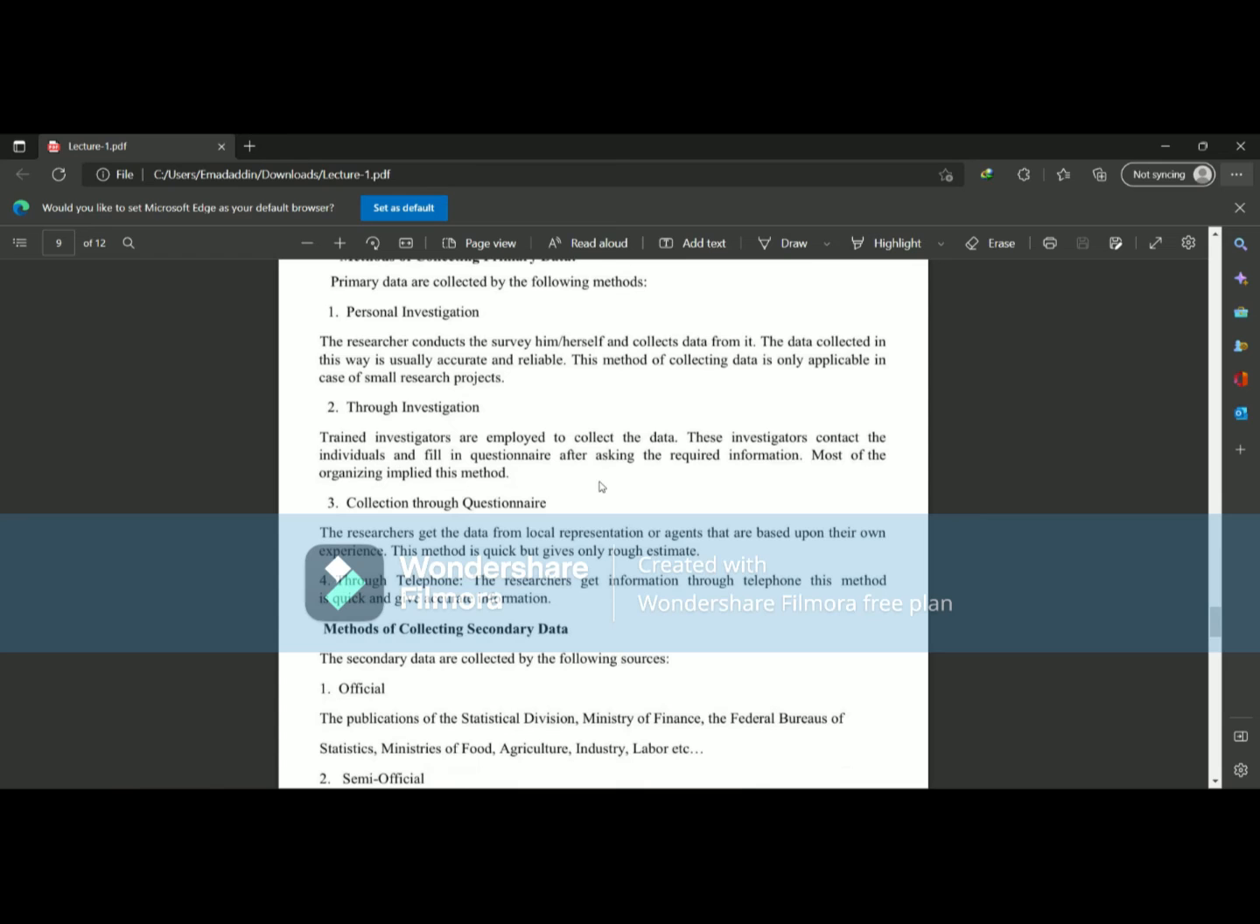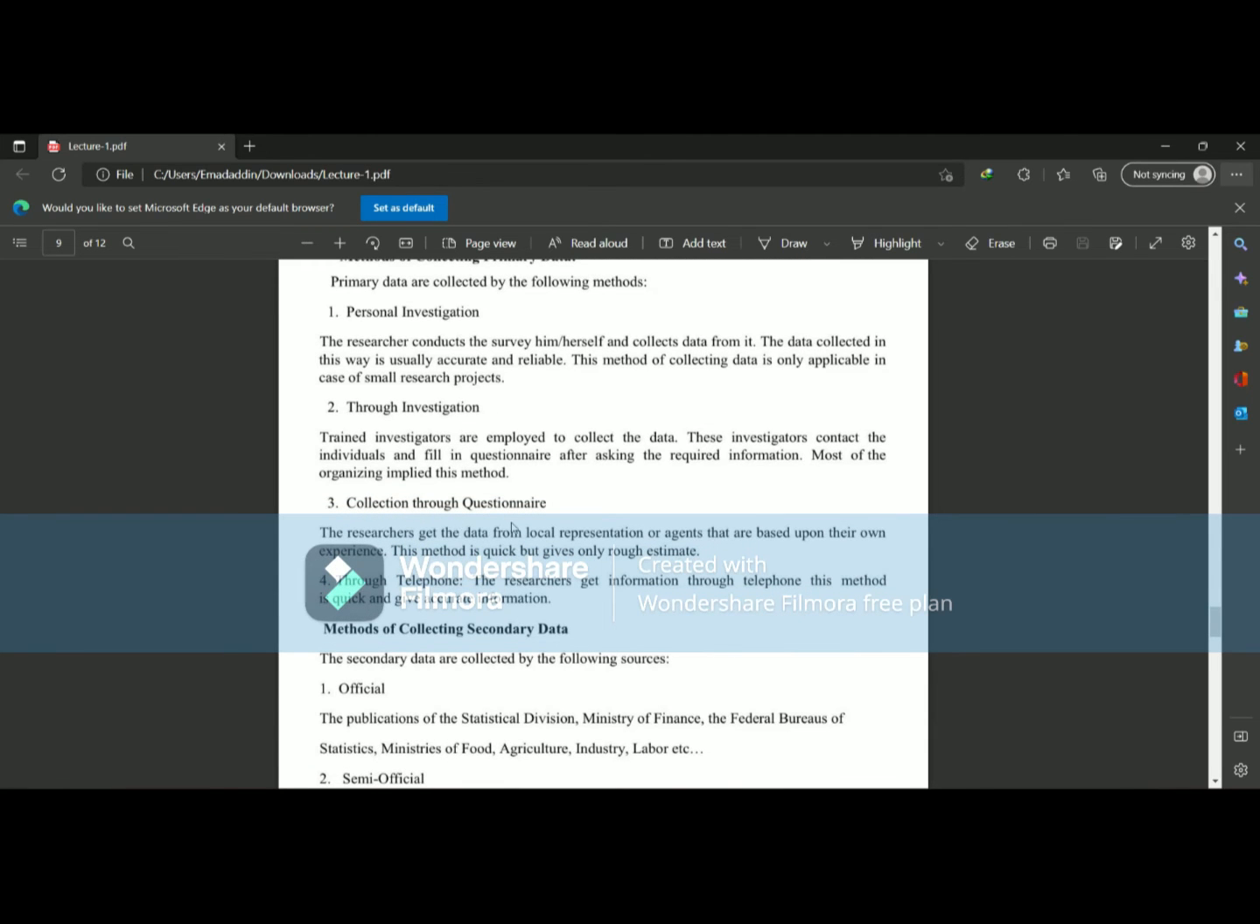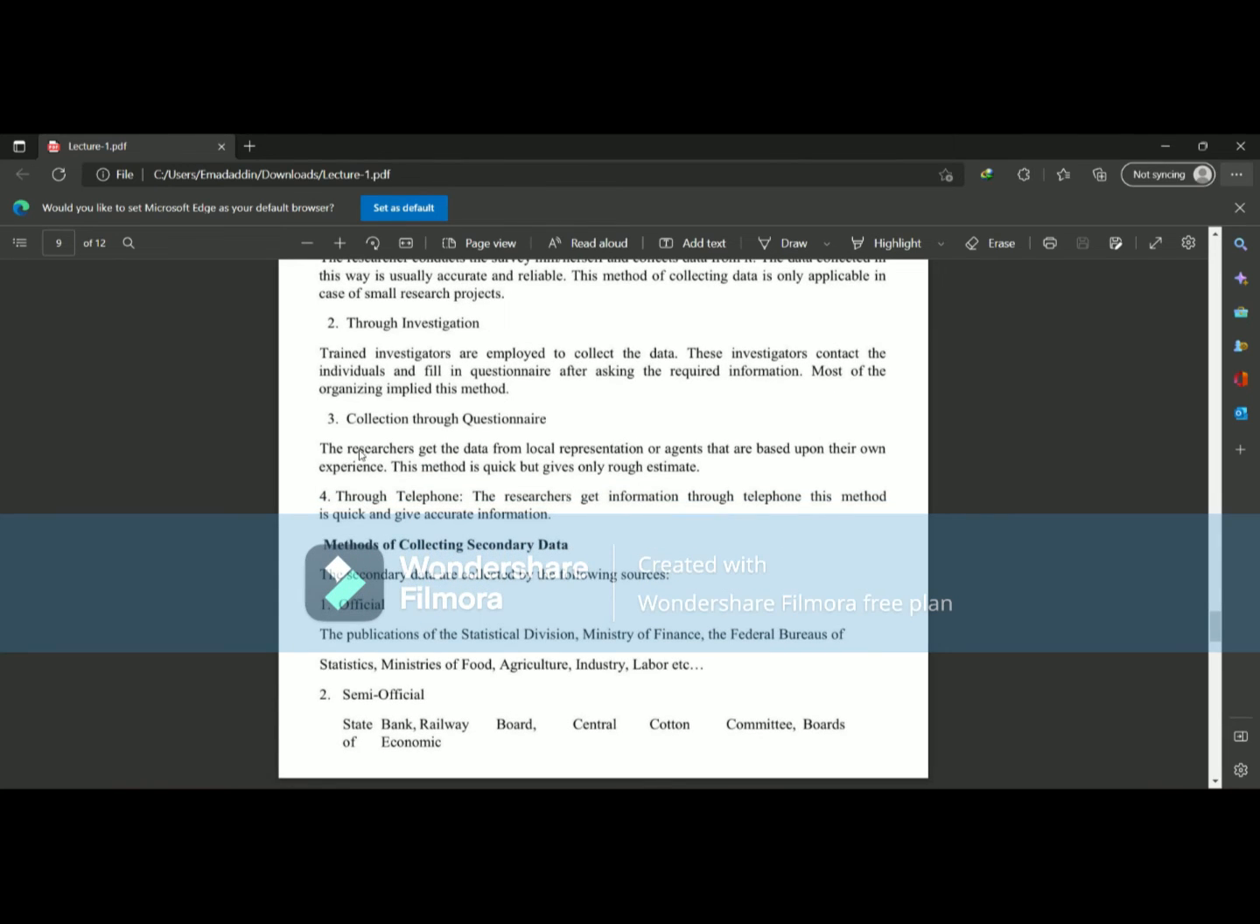Third one is collecting through a questionnaire. So these are the methods for collecting data: the first one, personal investigation; through investigators; and collecting through questionnaire. The third one, the researcher gets the data from local representatives or agents, based upon their own experience. This method is quick but gives only rough estimates.